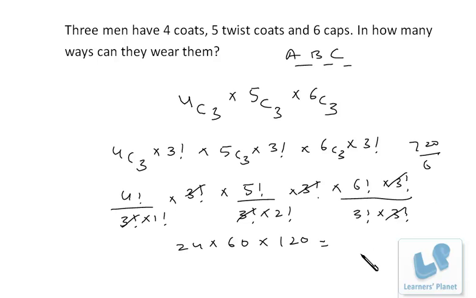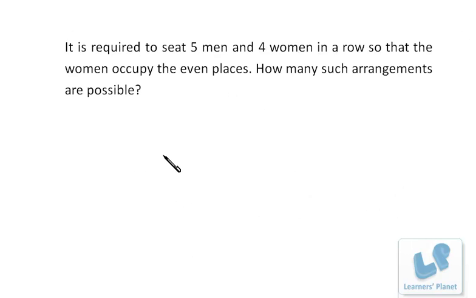So the answer will be 2 zeros. 12 6s are 72, or we can say it's 12 and 12 cube, right? So it's 1728. So the answer will be 172800 ways, right?